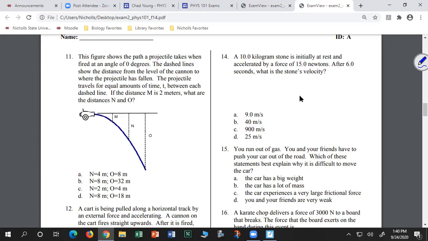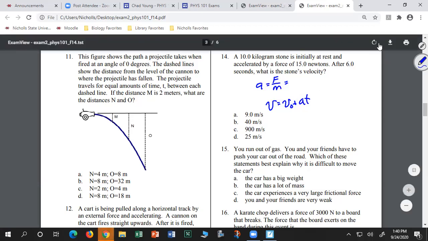I will say that on a lot of the old tests, there are problems like number 14. You're not going to see a problem like number 14. That's where you have to use F equals ma to find the acceleration in this case, and then you have to figure out what is the velocity. But you won't see anything like that. You can do that because you're doing it in chapter 3, but you're not going to see that specific type of problem tomorrow.